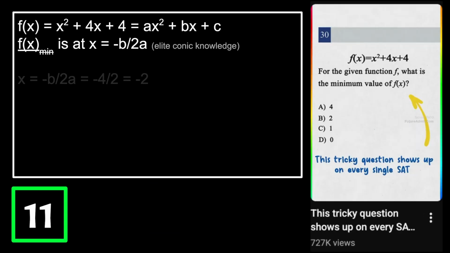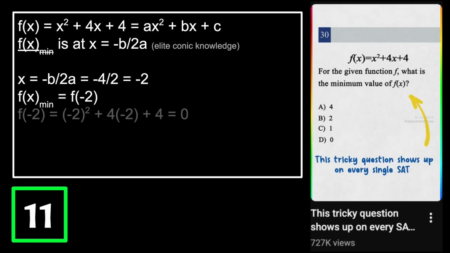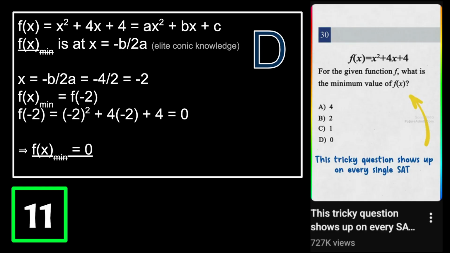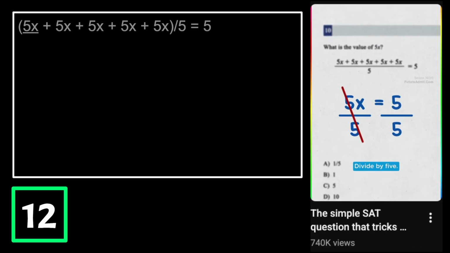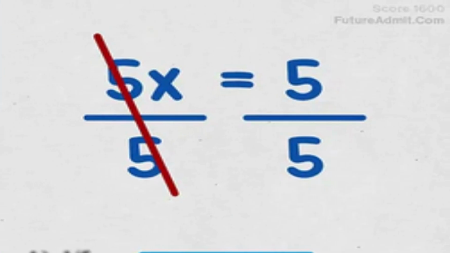You need calculus to do the algebraic method for finding the minimum value of a function. It's a lot easier to just recognize that this is a quadratic, so the graph is a parabola, so the lowest point is when x is equal to negative b over 2a, and then just plug everything in. This is the easiest question in this entire video. Just don't do what the thumbnail says.